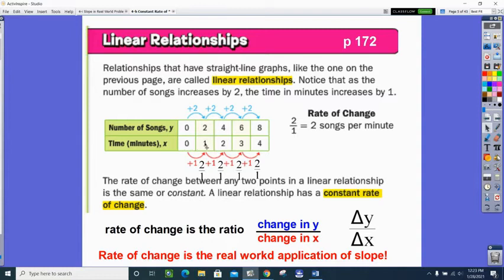You calculate the slope. We would have had to do 1, 2, 3, 4 different slopes, comparing points to see if they stay the same. Constant rate of change in this case would be the 2 songs per minute. Basically, rate of change is just slope with units.